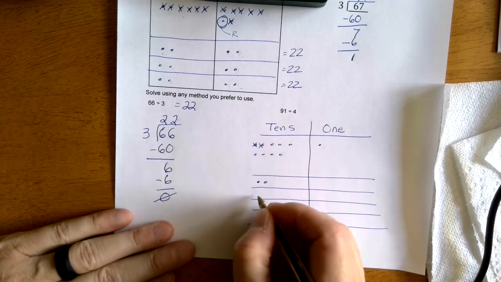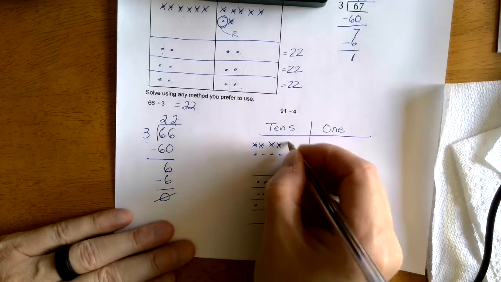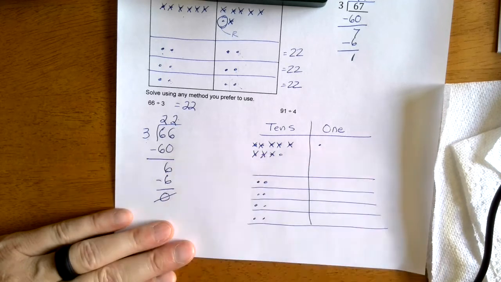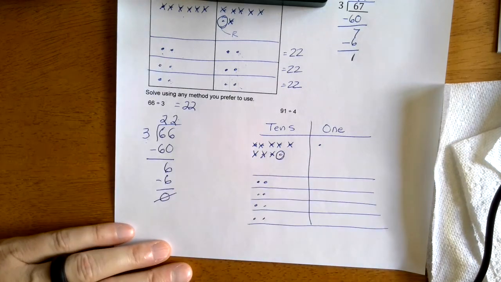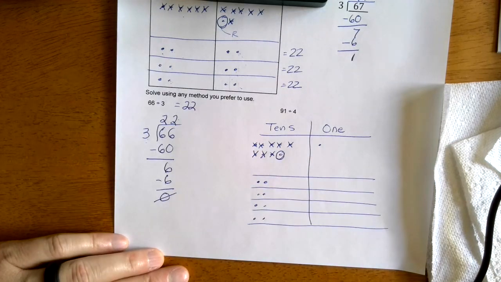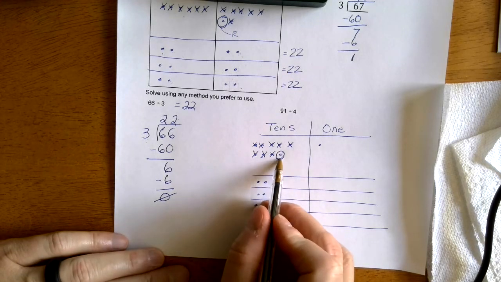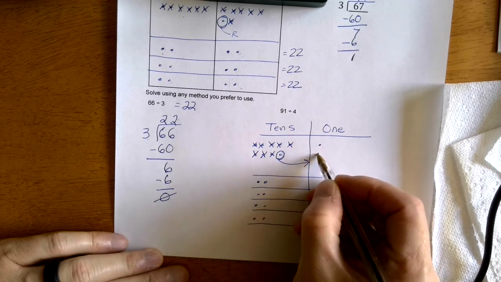1, 2, 1, 2, 1, 2, and 1, 2. All right, I have 1 left over. So would that be a remainder of 1? No, it can't be because it's in the tens place. So now I have to take that and move it into the ones place.